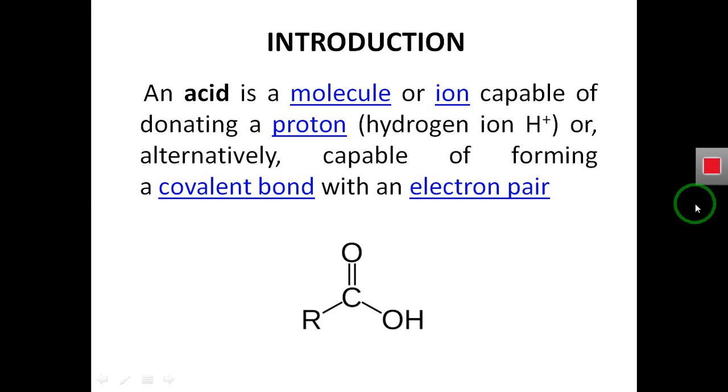Acids are molecules or ions that are capable of donating a proton, or in other words, we can say acids are molecules or ions that can donate a hydrogen ion. So we say hydrogen ion as a proton. All those molecules that are able to donate a hydrogen atom or proton, we say them as acids. So how does it donate a hydrogen atom?